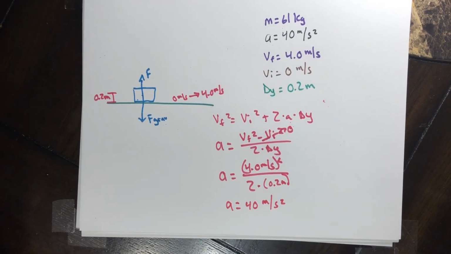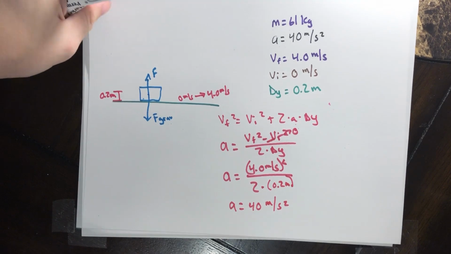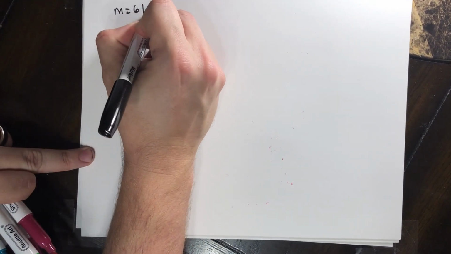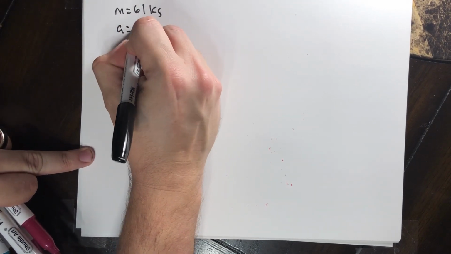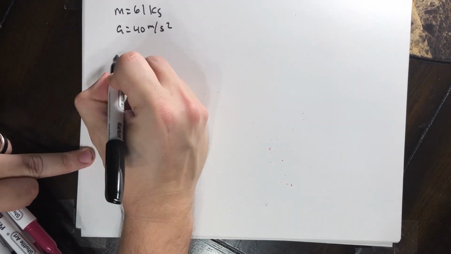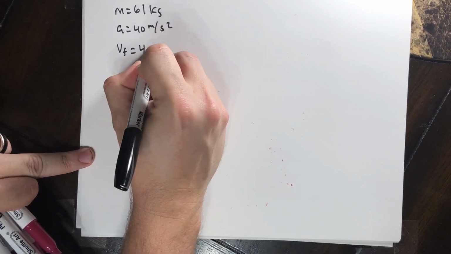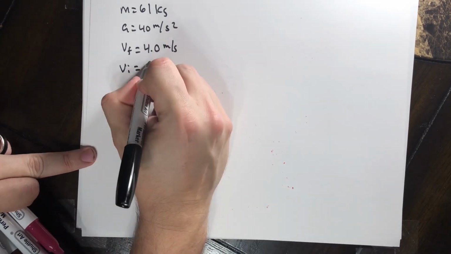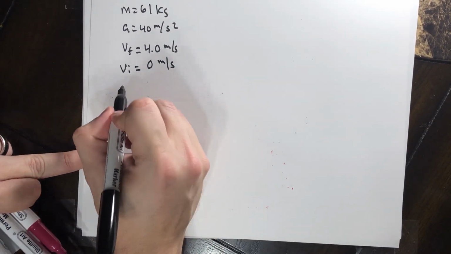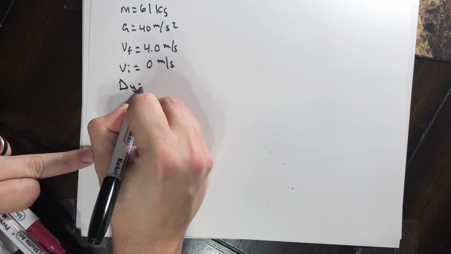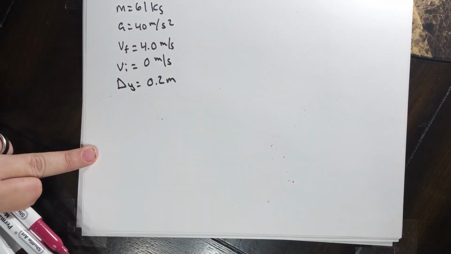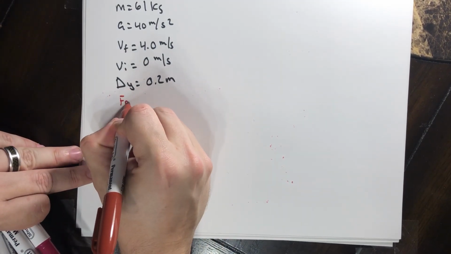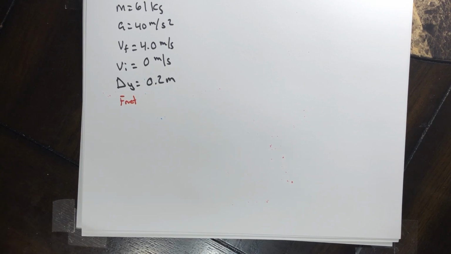We want to know what kind of force he had to put in to make this work. So we've got a little bit more work to do. Again, I'm just going to rewrite what we know. We know the mass was 61 kilograms. Our acceleration we now know was 40 meters per second squared. Our final velocity, again, hasn't changed, at 4.0 meters per second. Our initial velocity is still 0 meters per second, because that's what he started at. And our change in position is still 0.2 meters. But what are we looking for? We're actually looking for a force. So we're looking for a net force, or a force for him to push off the ground.